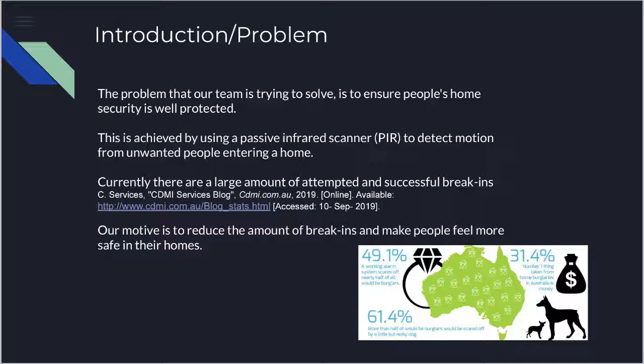The problem that our team is trying to solve is to ensure people's home security is well protected. This is achieved by using a passive infrared system to detect motion from unwanted people entering the home. Currently there are a large amount of attempted break-ins and successful break-ins. From the chart below, a working alarm system can scare off nearly half of the burglars. Our motive is to reduce the amount of break-ins and make people feel more safe in their homes.